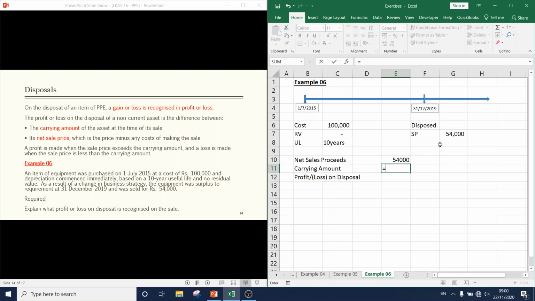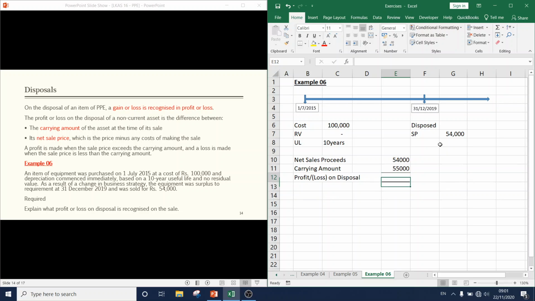So the carrying amount should be cost minus accumulated depreciation. Accumulated depreciation is 100,000 over 10 years times 4.5. So this should be our carrying amount, 55,000.